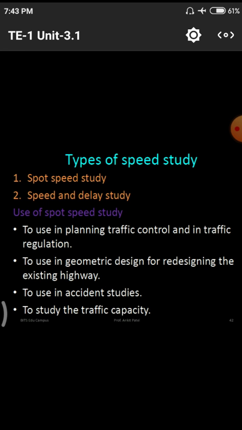Next one is to study the traffic capacity. This is the main purpose: the capacity of the traffic for a particular town. We are having n number of population. For n number of population we are having n by 2 or n by 3 number of vehicles, so for the n by 3 number of vehicles we have to design how much length of road surface is needed to bear them. All those come under these types of studies. First one is the spot speed study, second one is the speed and delay study.